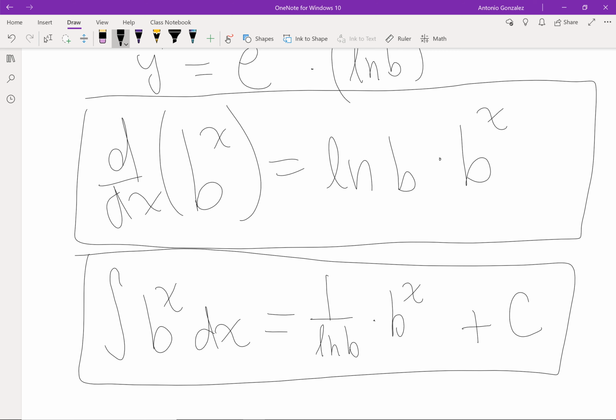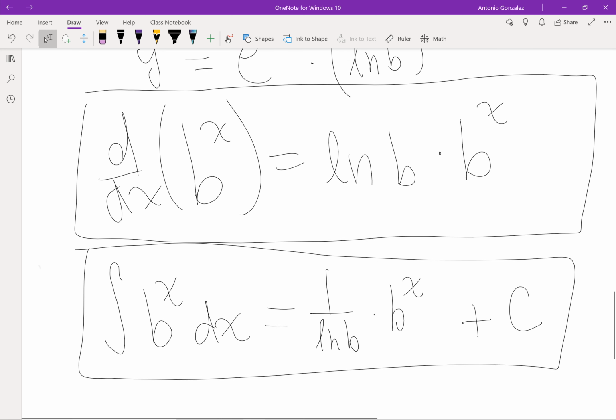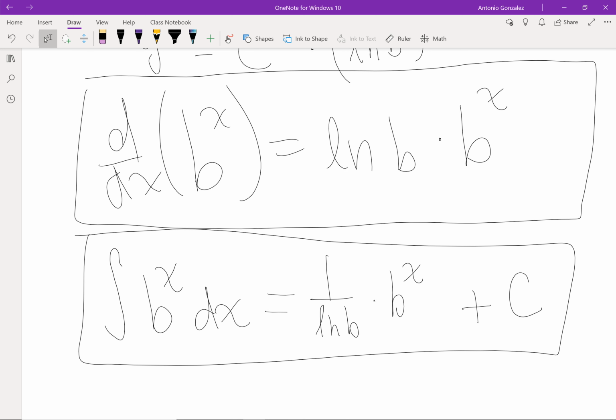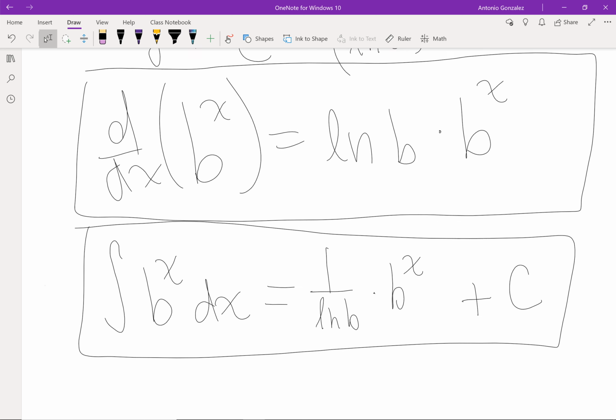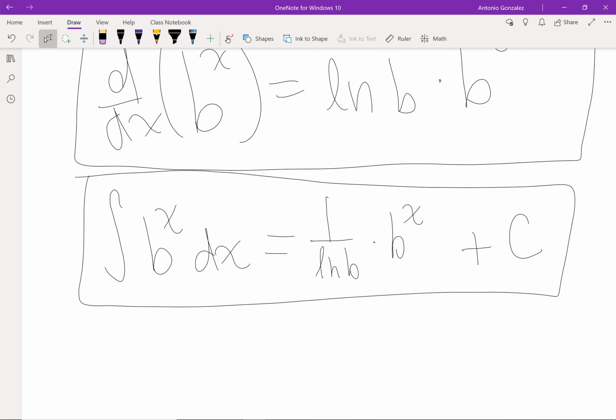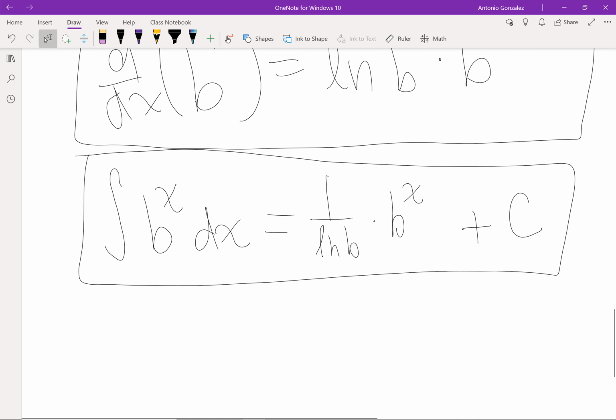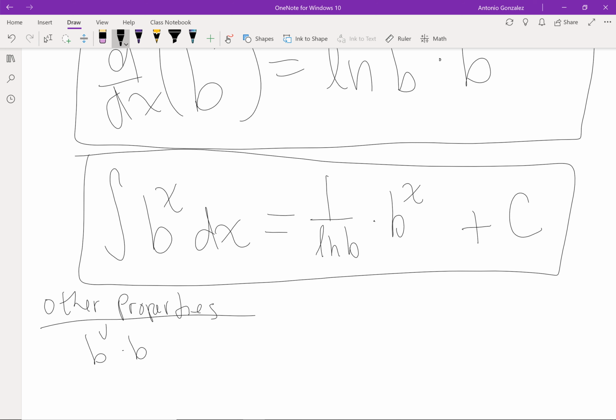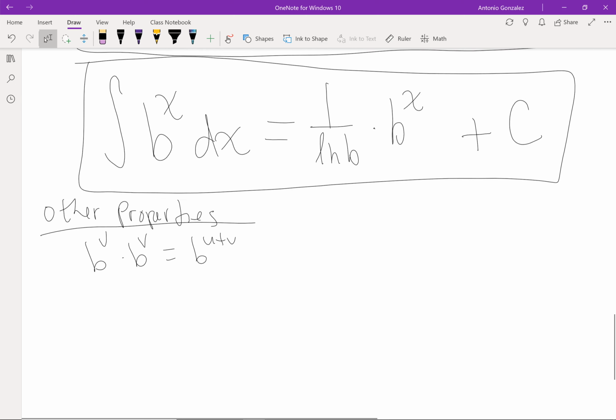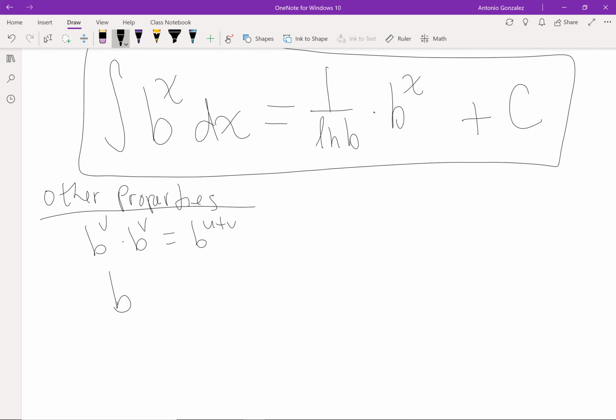Now we have those two formulas for the derivative of the general exponential and the integral of the general exponential. Similar to the natural exponential, all of the exponent properties still hold. Other properties: b to the u times b to the v is still b to the u plus v, and b to the u raised to the v is equal to b to the u times v.